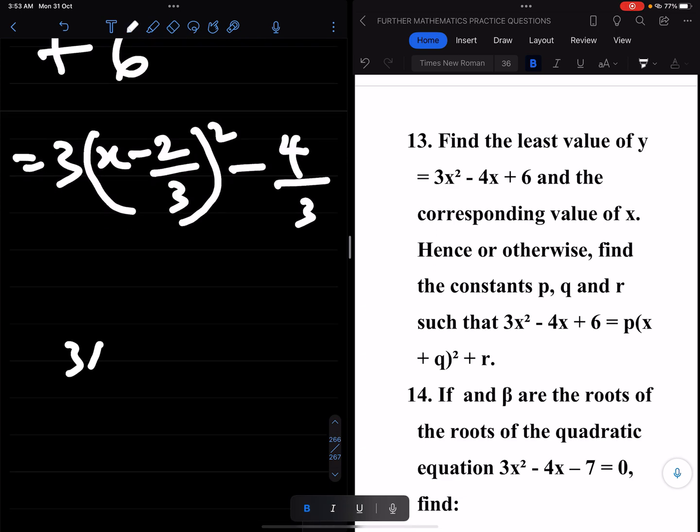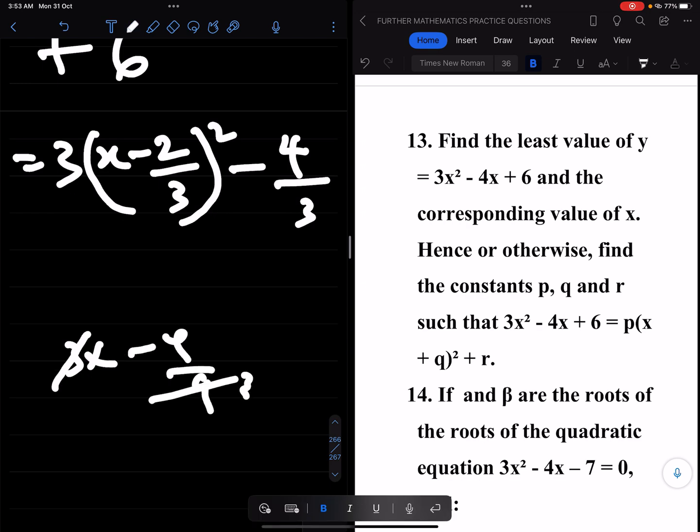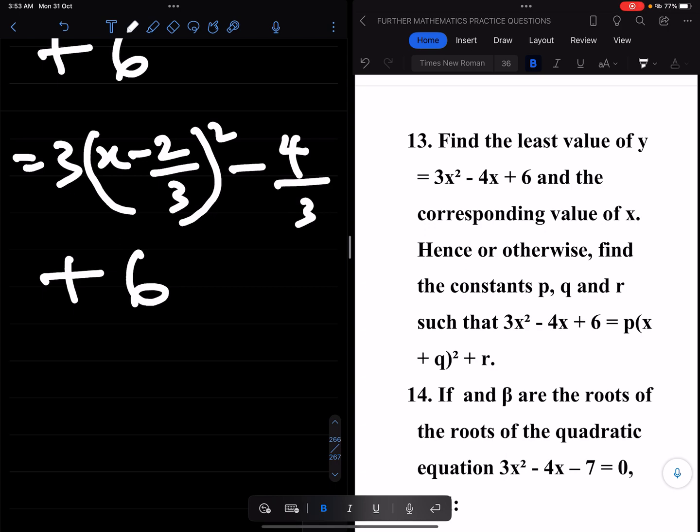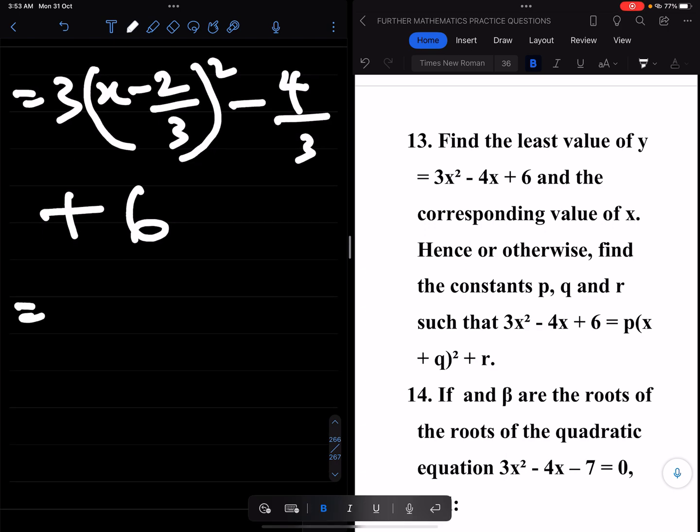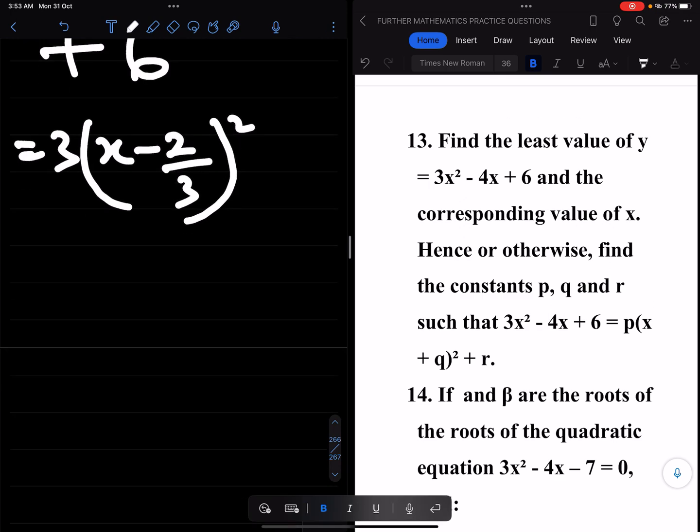Of course, 3 times minus 4 over 9 means 3 here, 1, 3 here, 3. That's minus 4 over 3. Plus, don't forget this 6 outside, plus 6. And that is the same as 3 into bracket x minus 2 over 3 all squared. What's minus 4 over 3 plus 6?